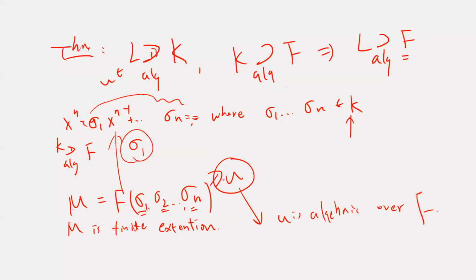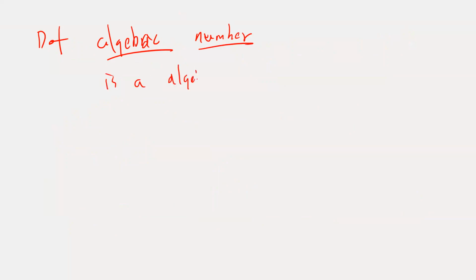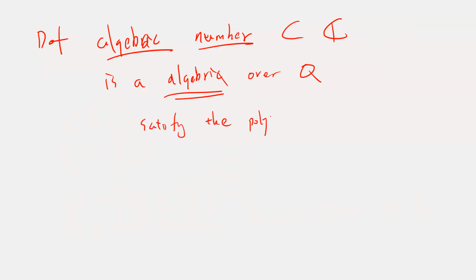A complex number is said to be an algebraic number if it is algebraic over the field of rational numbers. So that's the final definition. Algebraic numbers are a very active area of research. I should say the algebraic numbers form a subfield of the complex numbers, consisting of those algebraic over Q. Basically, they satisfy a polynomial with rational coefficients.